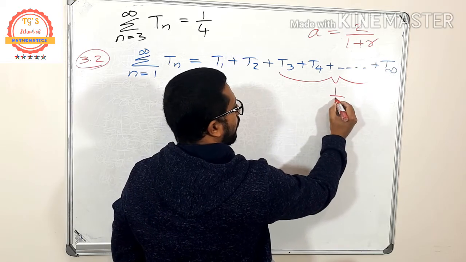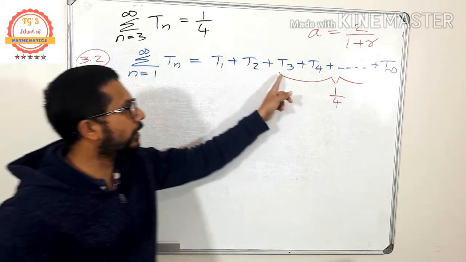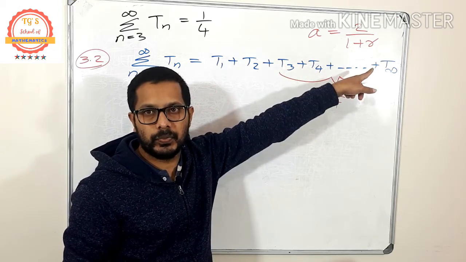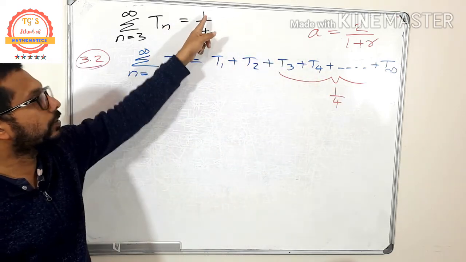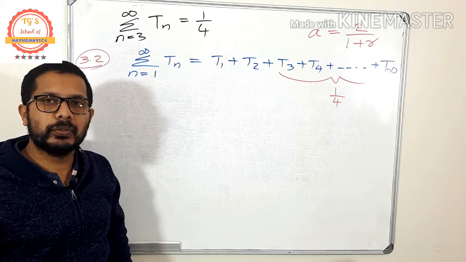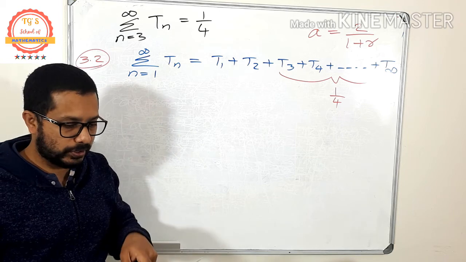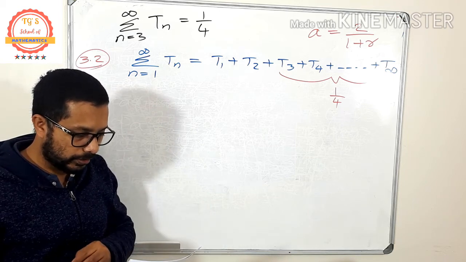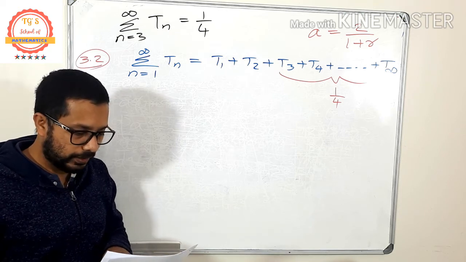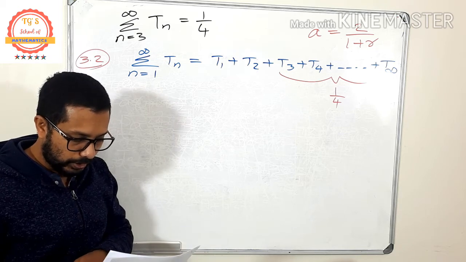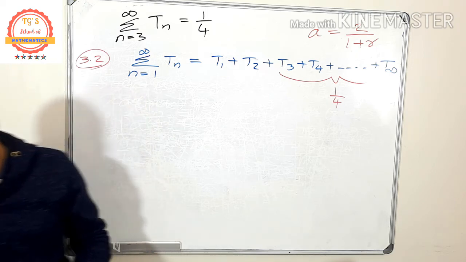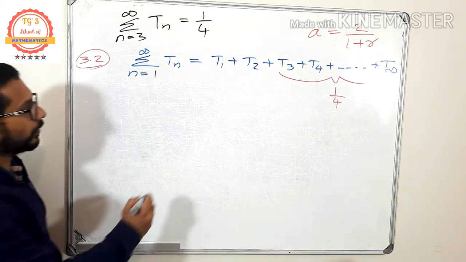What is the answer for this one? 1 over 4. 3 to infinity means T3 plus T4 plus etc. plus infinity. The answer is given in the question, it is 1 over 4. Do you know what T1 plus T2 is? Yes, in the first question, 3.1, it is given that T1 plus T2 is equal to 2, am I right? So we know T1 plus T2. That is 2. Now look at the board, how I am going to write this.